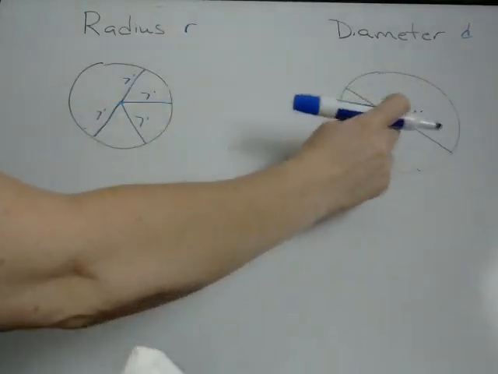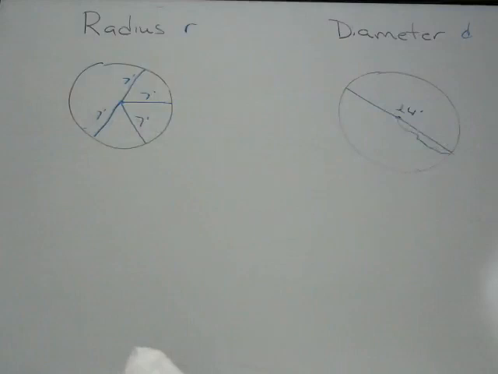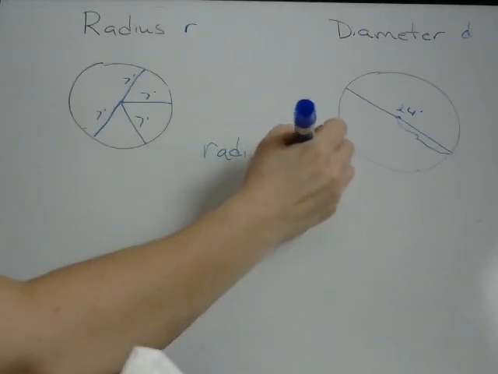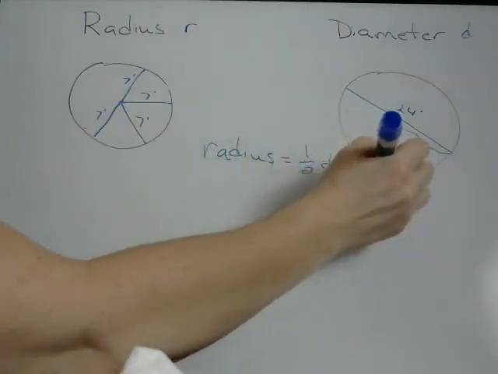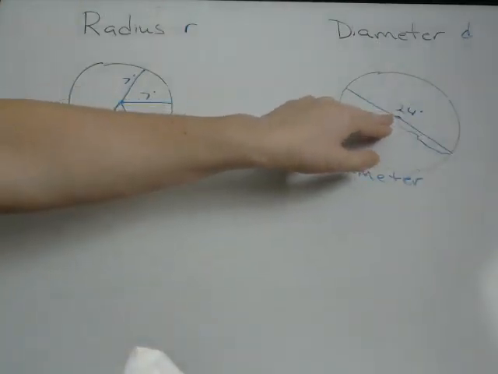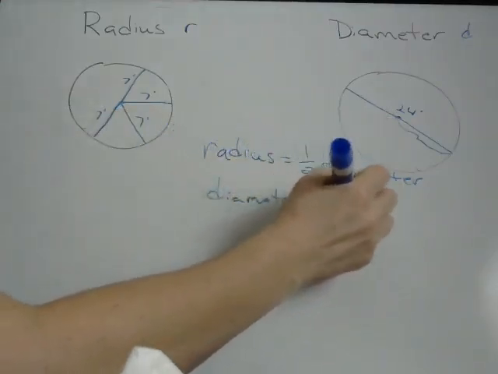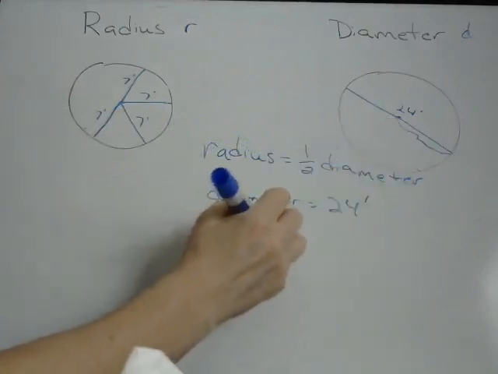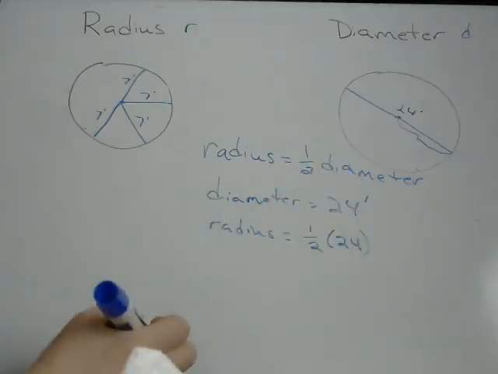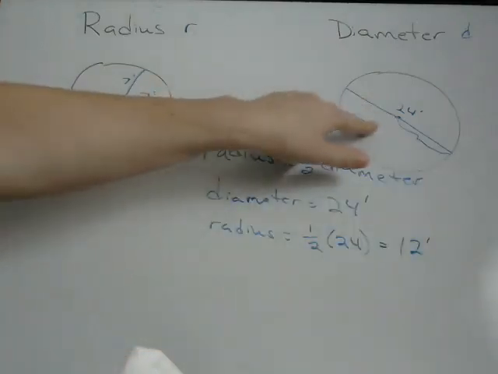So you can see the relationship here that if you take half of the diameter, if you're just looking at half of it, you have the radius. So the radius equals 1/2 the diameter. So here, if we're told that the diameter is 24 feet, then the radius is half of that. 1/2 times 24. 1/2 of 24 is 12 feet. So that's the relationship between the two.